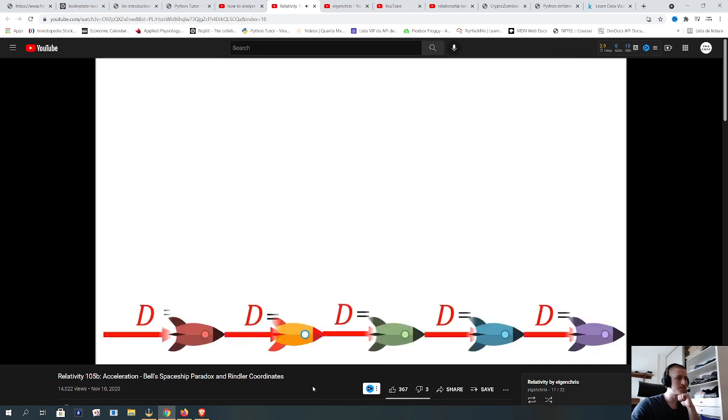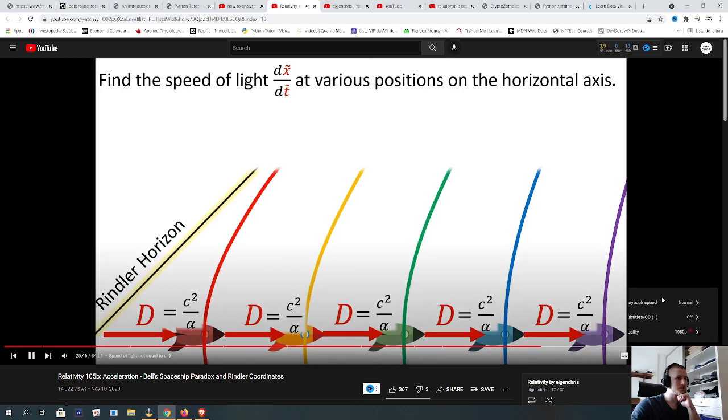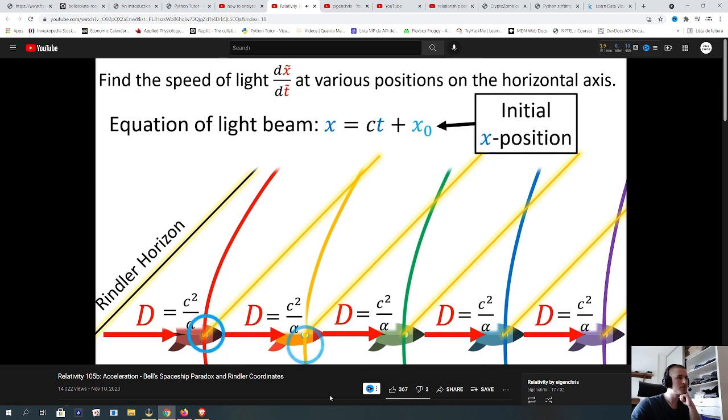So given the spaceships in the Rindler coordinates, let's find the speed of light in the Rindler coordinates dx tilde by dt tilde at various positions along the horizontal axis. The equations of these light beams in the inertial coordinates are x equals ct plus x naught, where x naught determines the initial position of the light beam along the x-axis. I'm going to go through this derivation quickly, so pause the video if you want to look at it more carefully.